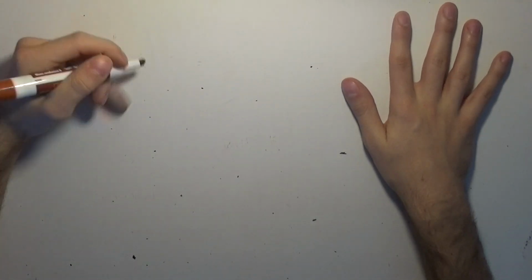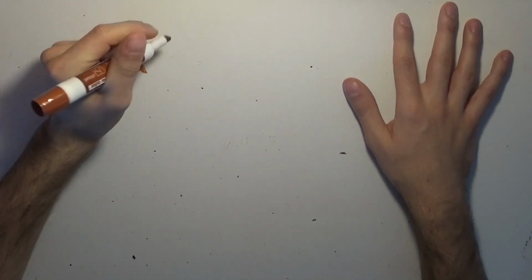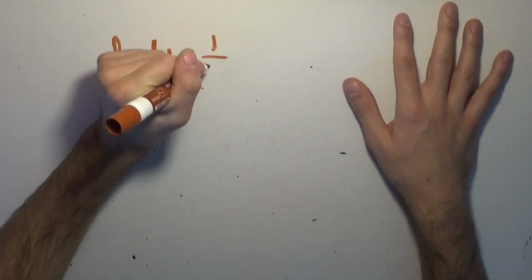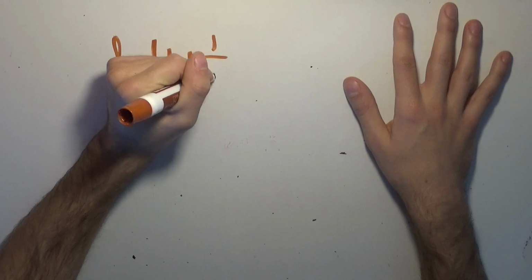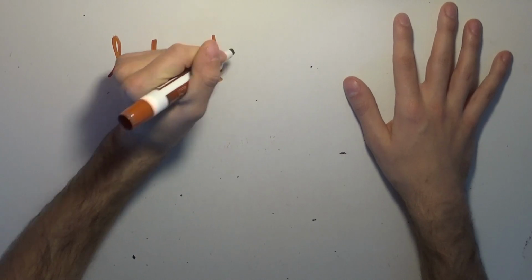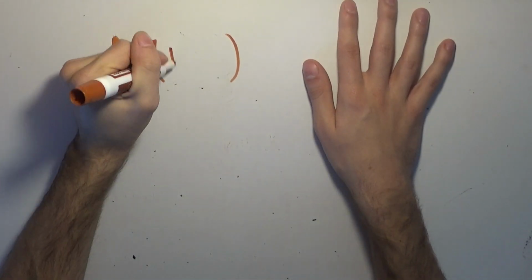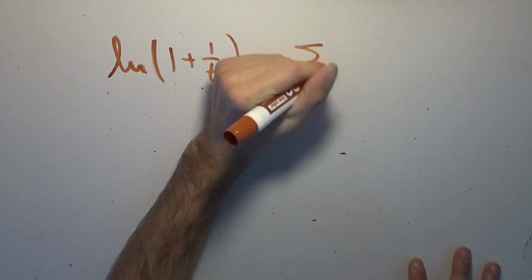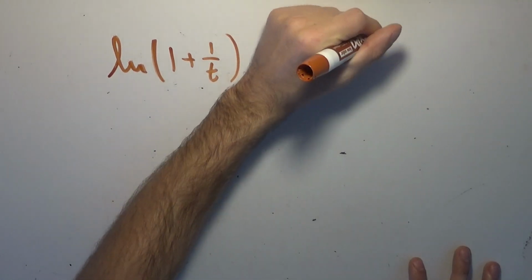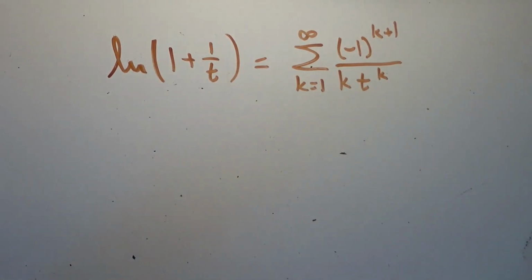So first we need to start off with, given what I just mentioned about the Maclaurin series for the natural logarithm of 1 plus whatever, the natural logarithm of 1 plus 1 over, let's do, I don't know, t, right? And this, of course, can be written as the natural logarithm of 1 plus 1 over t. Because of what I just mentioned before, this is equal to the sum from k equals 1 to infinity of negative 1 to the k plus 1 over k times t to the k, right? This is the Maclaurin series for that.